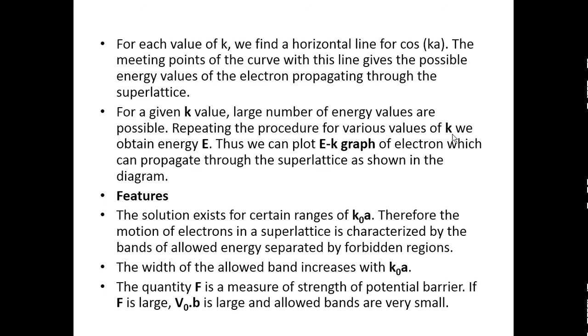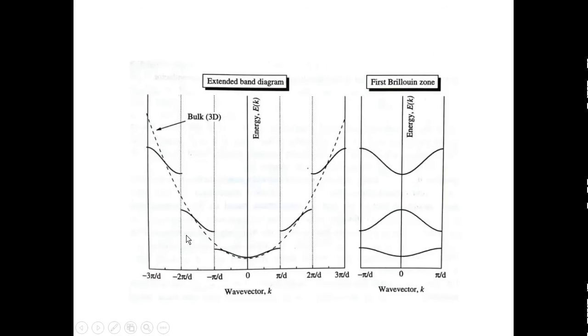And the E-k graph of an electron which can propagate through the superlattice is shown in the diagram here. So this is the E-k graph. Here you can see the bulk 3D material, the energy band diagram. This is the parabolic potential for square quantum wells.